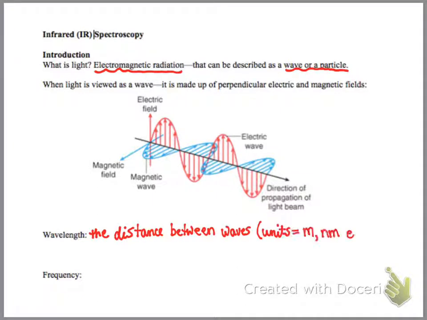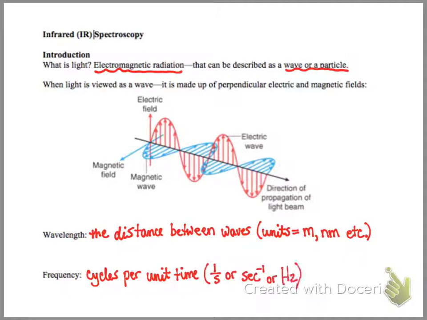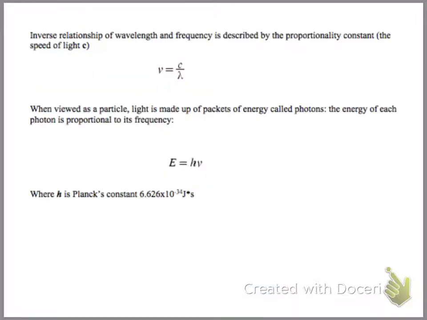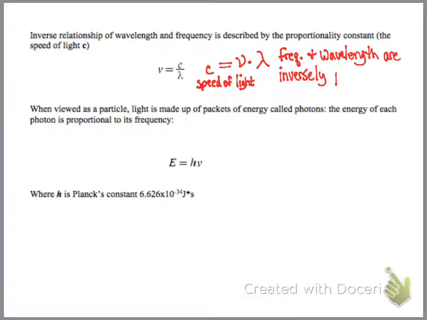The wavelength is the distance between the waves, and the units are distance, like meters or nanometers, and frequency is described as the cycles per second. The wavelength and the frequency are inversely related to each other, so when you multiply them together, it's the speed of light. So you can use the speed of light to determine the wavelength or the frequency if you know the other one.